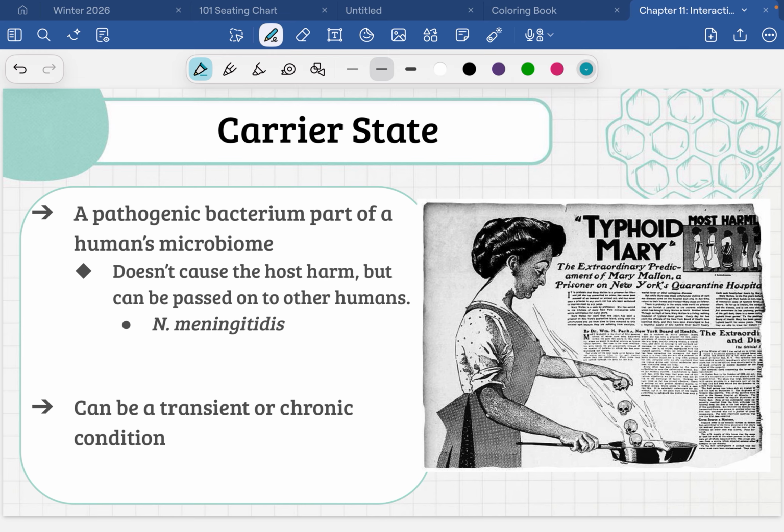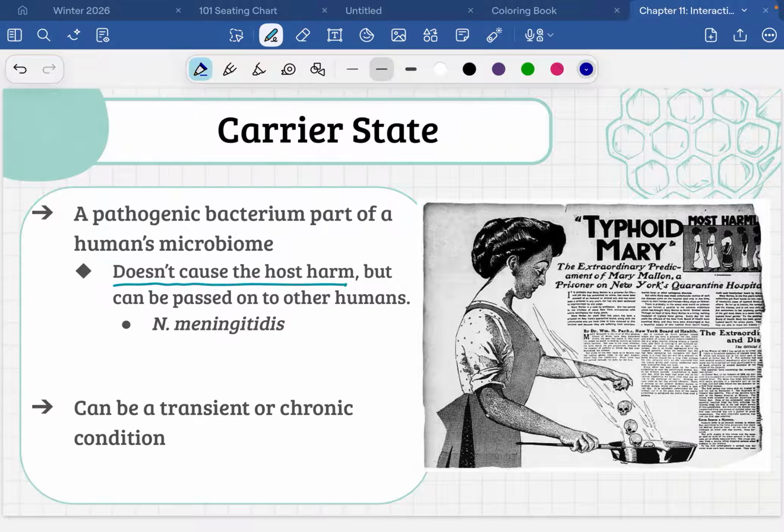And this is something that happens relatively rarely. It doesn't happen all the time, but it can happen. And what's happening in this case is it doesn't cause the host harm, right? So this host, for some reason, is unaffected by this pathogenic bacteria. And we're going to talk about one of the most famous examples in just a second. It doesn't cause the host any harm, but it can be passed to other humans.